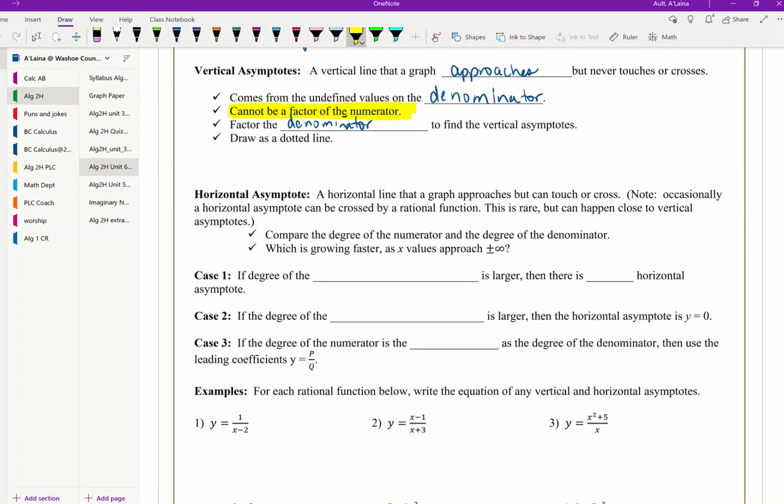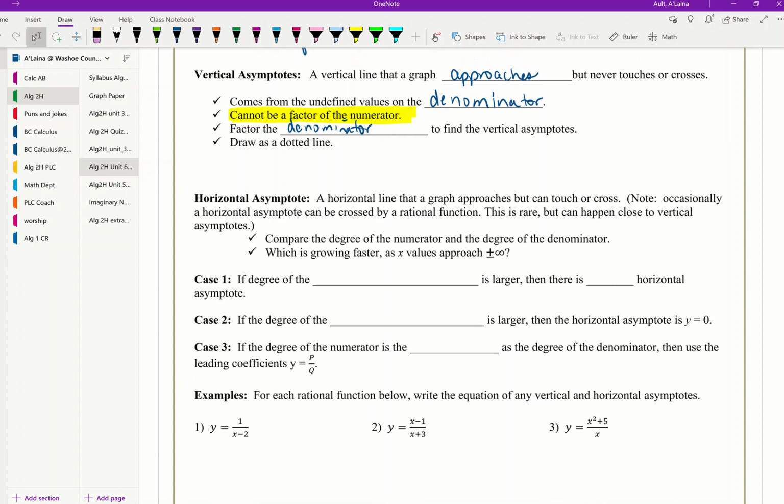Your horizontal asymptotes are a little harder to find in general form. Remember, a horizontal asymptote is a horizontal line that the graph approaches. It can touch or cross, but it just doesn't happen very often. It is rare, but sometimes when we're close to a vertical asymptote, our horizontal asymptote might actually be crossed a bit by our function. It's not super common. It's not something I want to stress you out about. I just didn't want to tell you something that wasn't true.